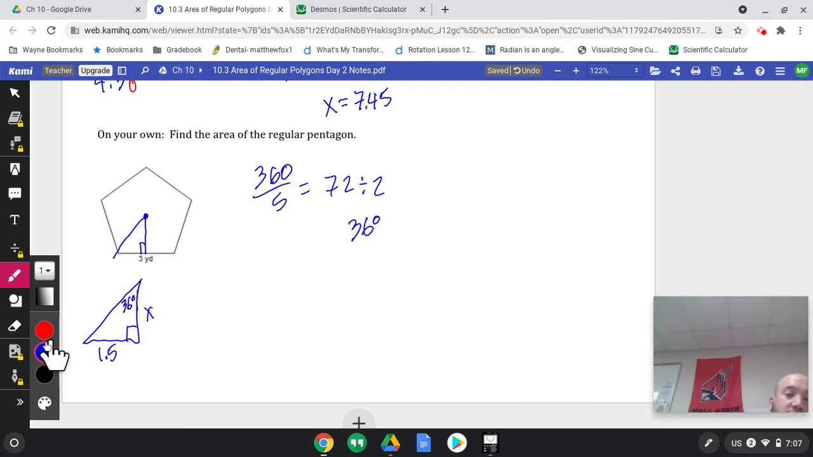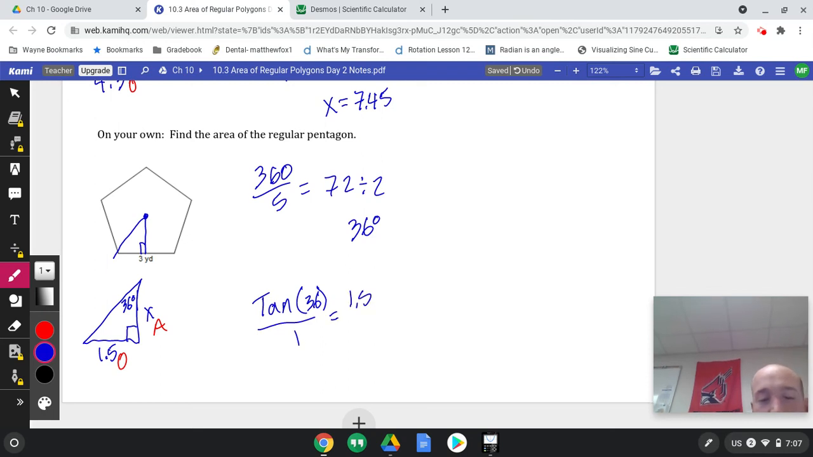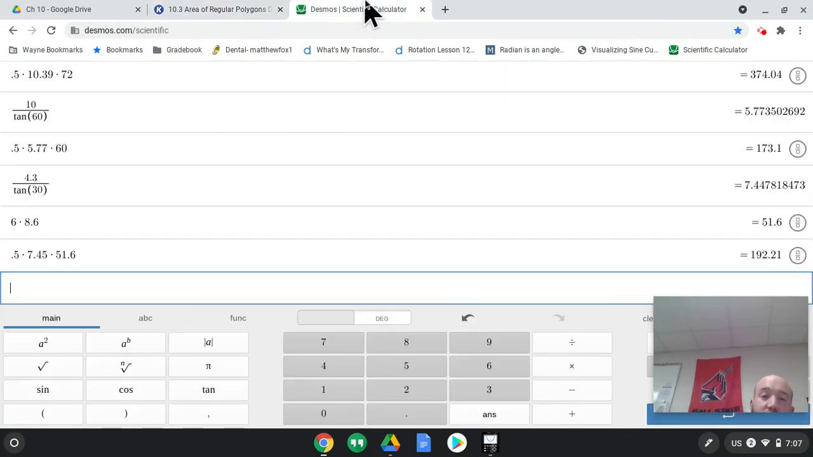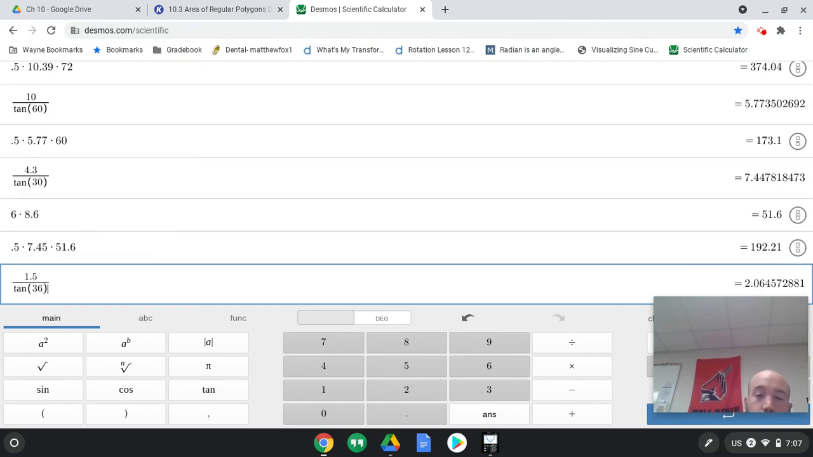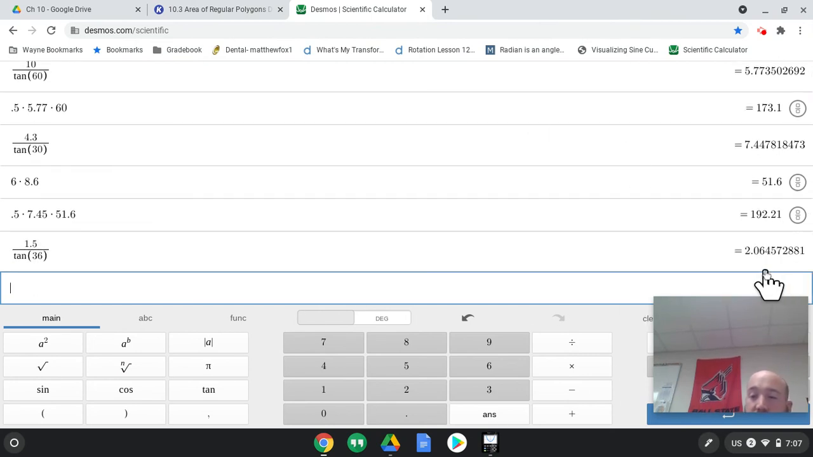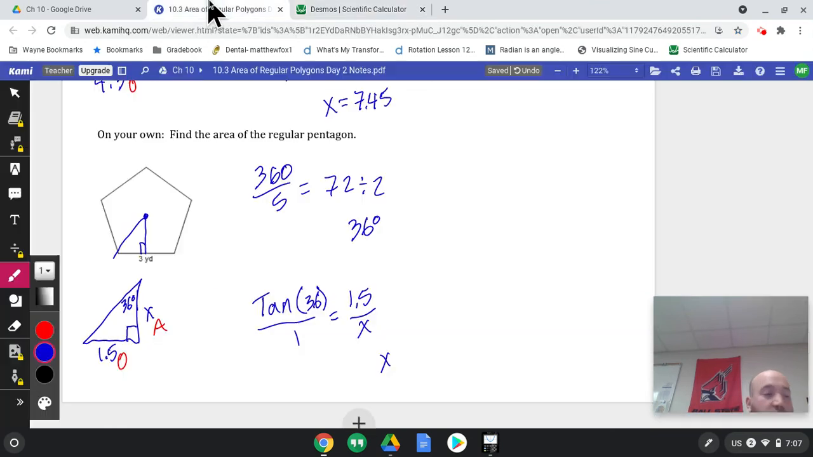All right, at this point now, if we mark these, still O, still A, I'm going to use tangent again. So tangent of 36, you might notice if we do it this method, it'll always be tangent, okay? And it's always going to have the x on the bottom. Now we cross multiply, x will equal 1.5 divided by the tangent of 36. We'll get 2.064, causes us to round down, so 2.06.